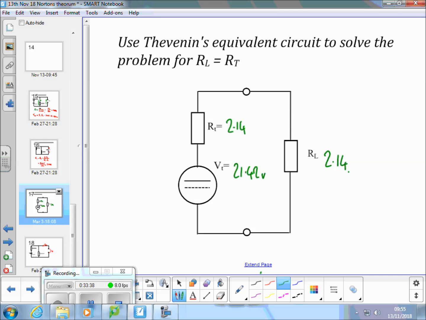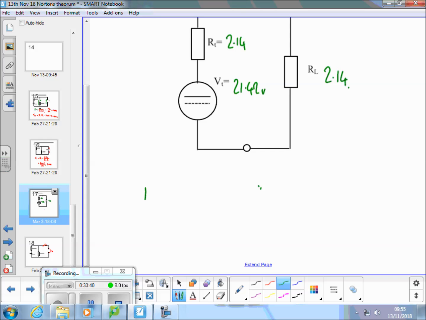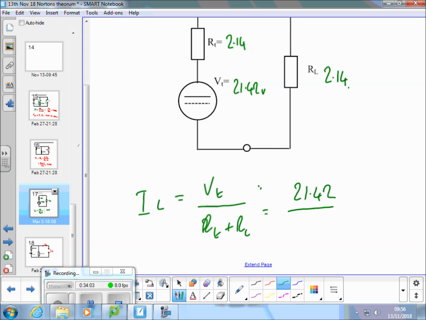So here, RL, IL was equal to V Thevenin's over R Thevenin's plus RL. That's 21.42 over 2 times 2.14, equals 5 amps. There or thereabouts. What we got.